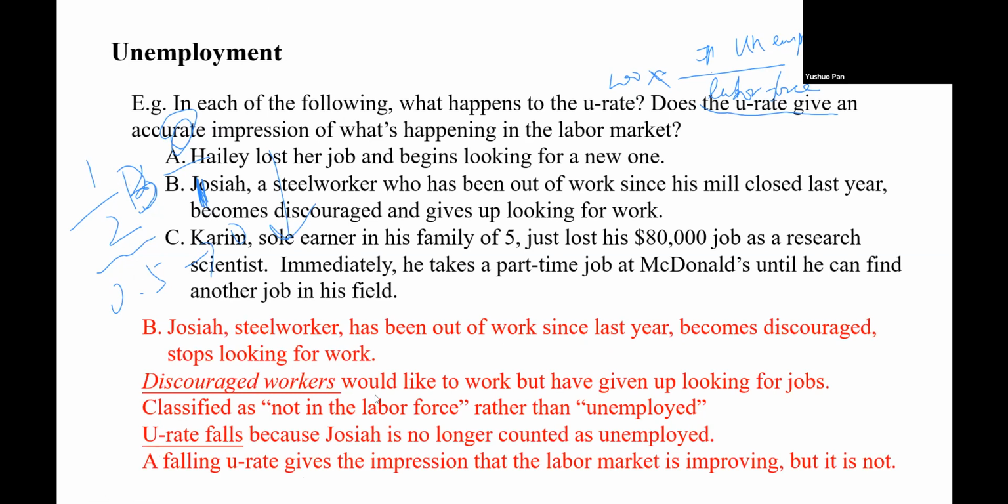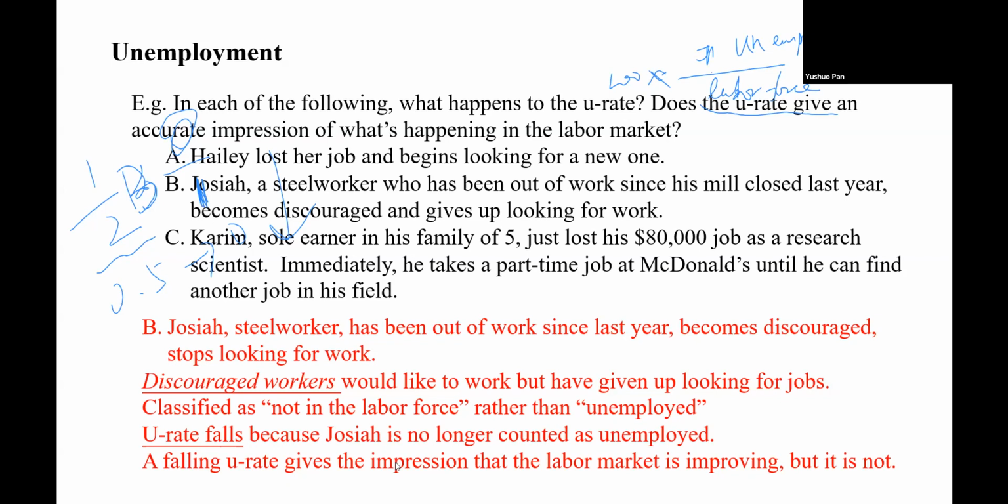The discouraged workers would like to work but, having given up looking for a job, are classified as not in the labor force, which should decrease both the denominator and the numerator. The U rate falls because they are no longer counted as unemployed. That's how you need to answer part B.